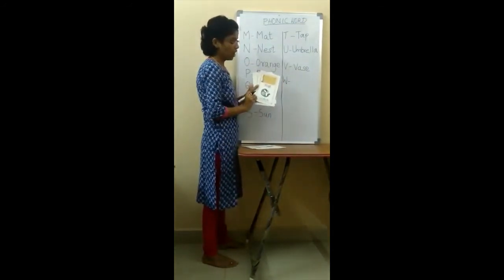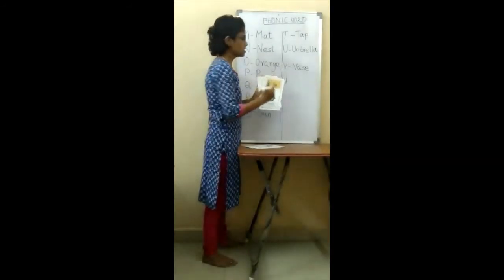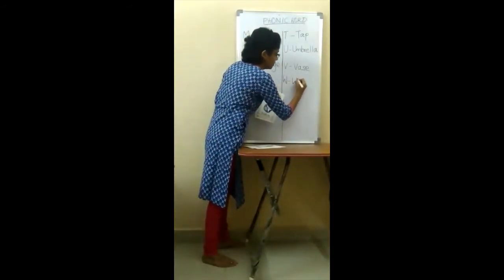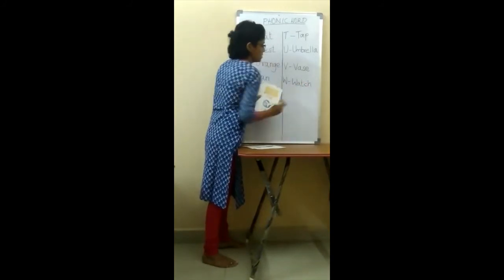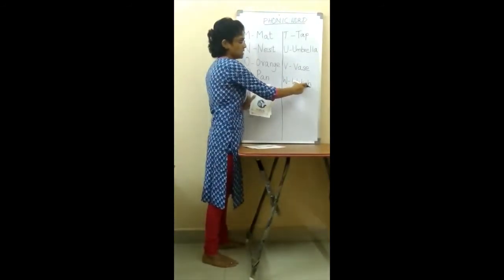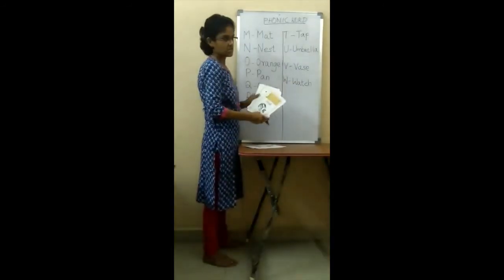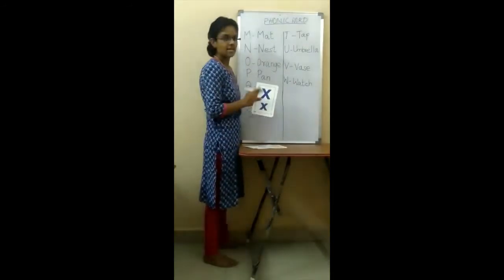What is W for? Watch. W A T C H, watch. The next letter is X.